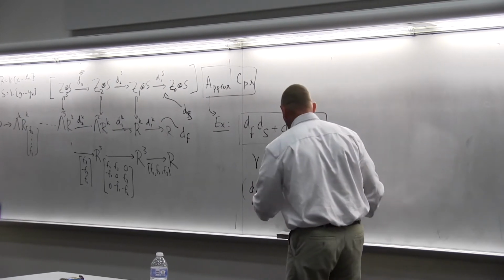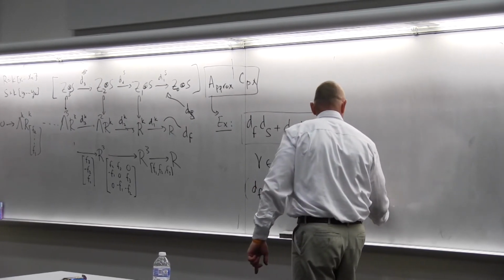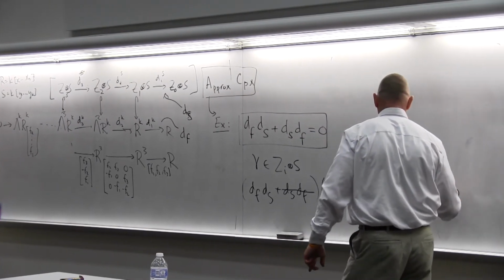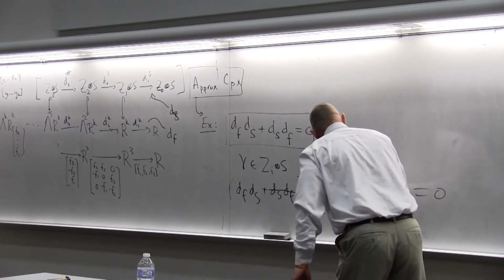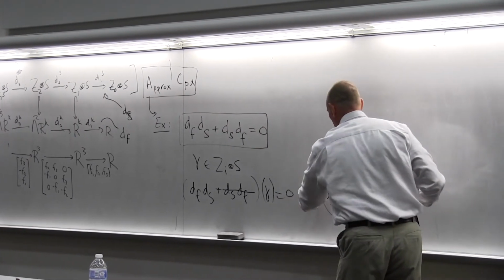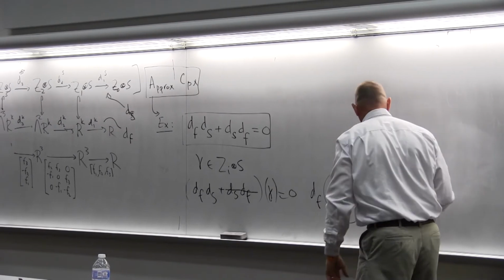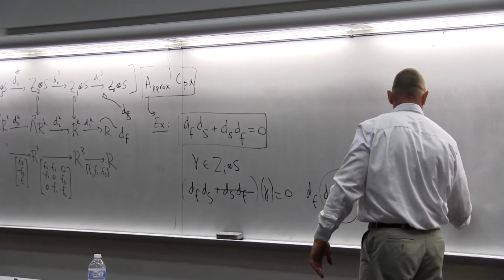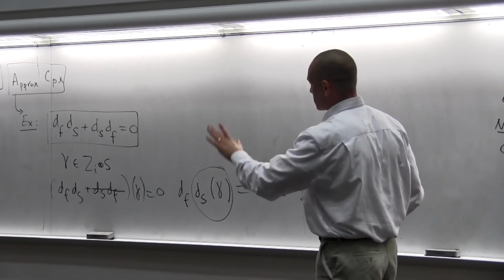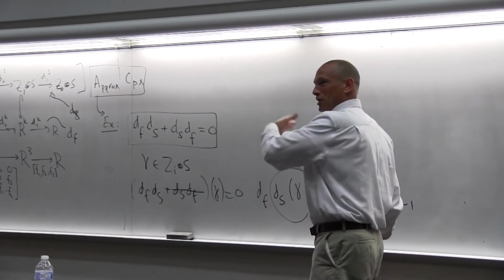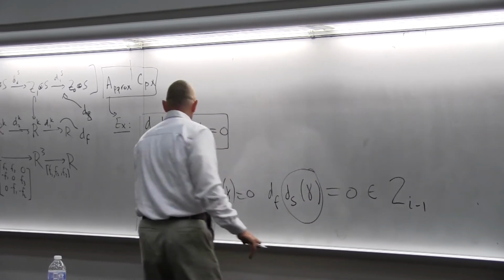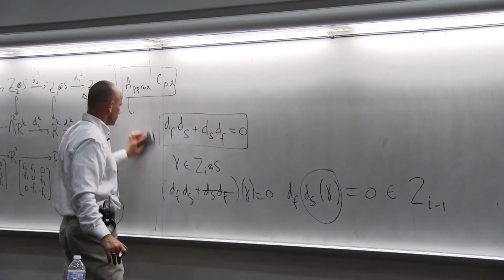And that means df ds of gamma is 0, which says that ds of gamma, when I push it forward under that top differential, is in the kernel of df, which means it's exactly in Z sub I minus 1. So it lands in the right place. Now, in the privacy of your own home, check that doing this differential twice is 0, and so on. All right, so that was the approximation complex.